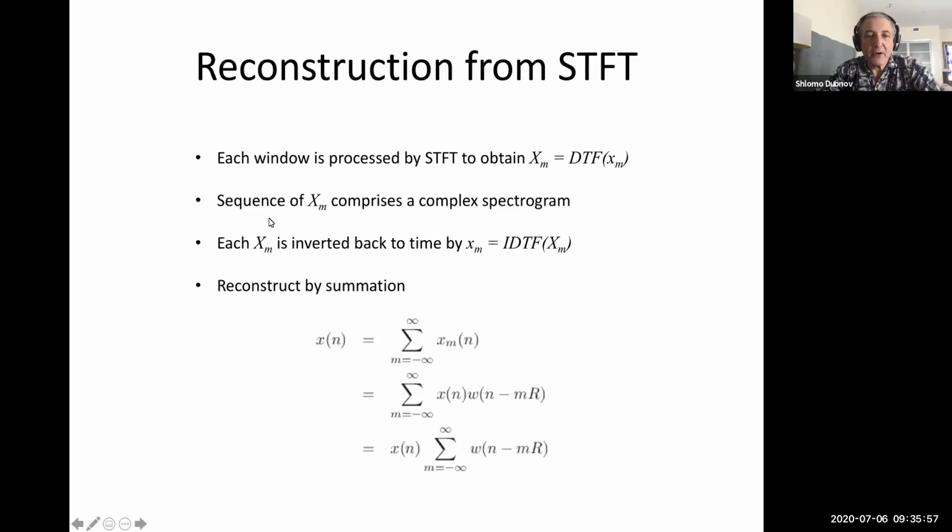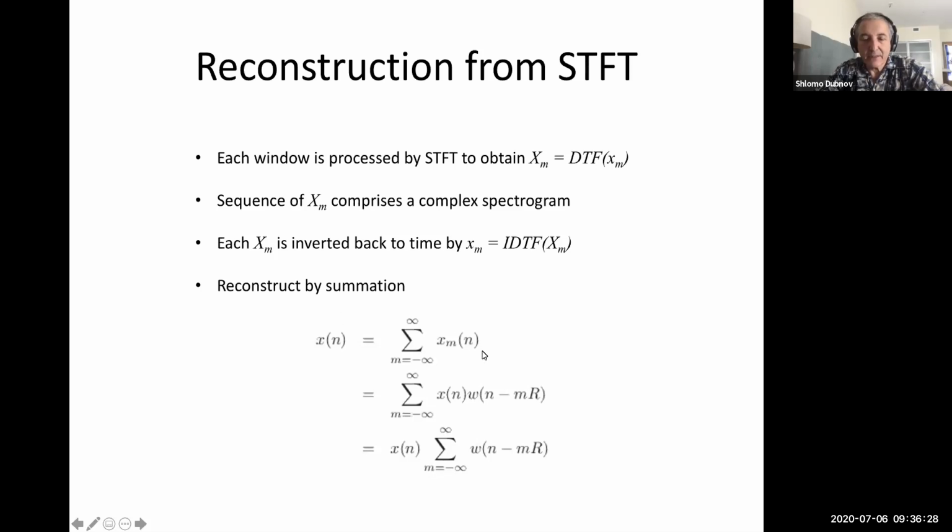Now you can invert each of the individual columns or each of the frames of the FFT to time by going through inverse Fourier transforms. So again, it's inverse DFT. Pardon me for the errors, and I'll correct the slides after we're done. If we do that, we end up having back the original XMs. And the most simple way to reconstruct the original signal Xn is to sum them back, right?